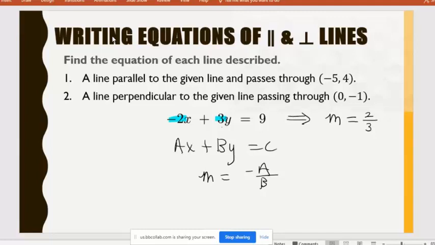Okay, so that really helped us with a good part of this problem. We know the slope. We know a point the line passes through, which is -5, 4. And now we just have to write this parallel line. Because parallel lines have the same slope, the new line will have a slope of 2/3 as well.